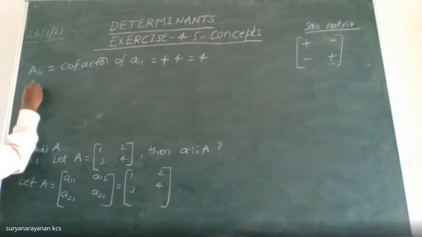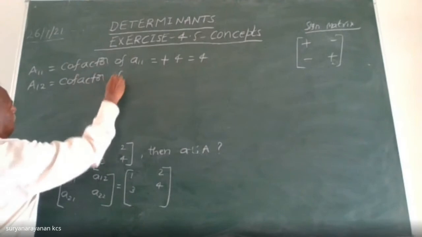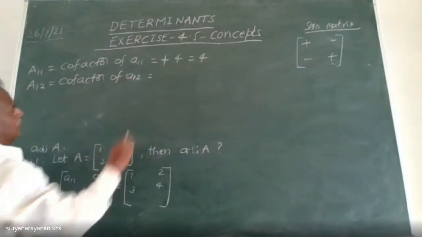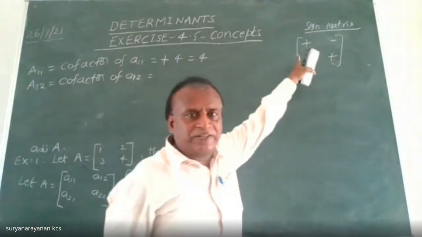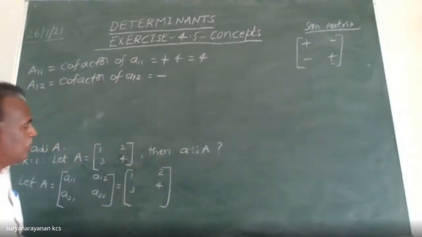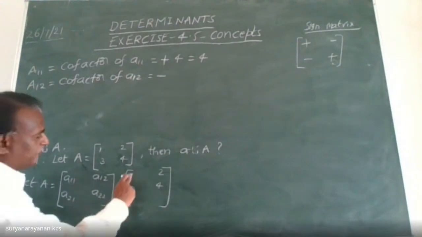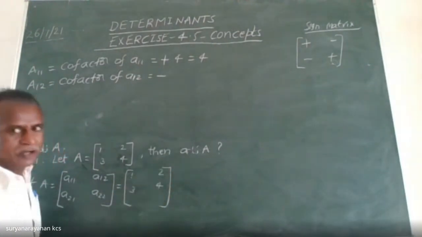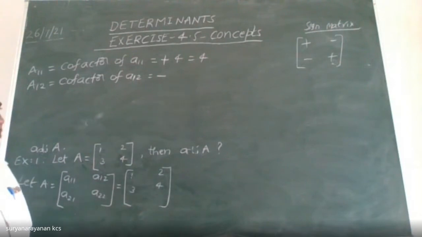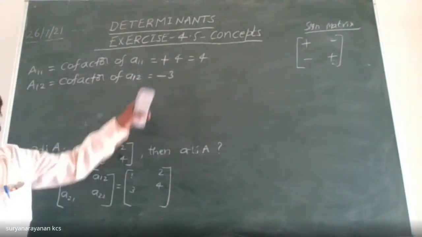Similarly, cofactor of A12. Again immediately go to the sign matrix. What is the sign here? Negative, sir. Negative sign. Now close this row and column, as this element lies in the first row, second column. What is the element left here? 3, sir. Yes, 3. That's all. Minus 3. That is the cofactor of element A12.